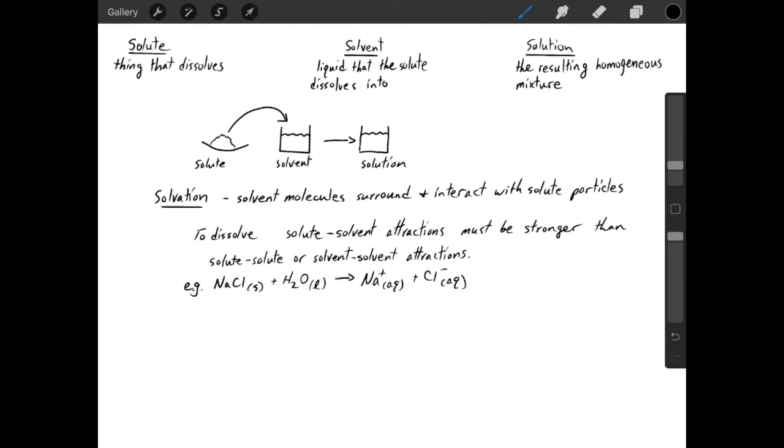Remember that this aqueous subscript for the Na+ and the Cl- ions refers to something that's dissolved in water, but maybe more appropriately, it refers to something that has been solvated by the solvent water. So if you take solid sodium chloride and dissolve it in water, it will split up into its ions, and those ions will be surrounded by water molecules.